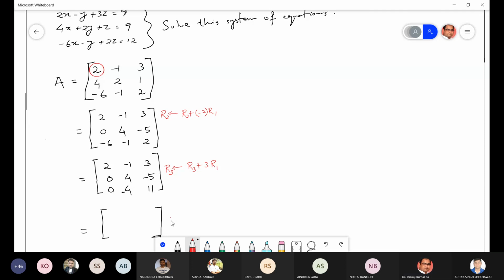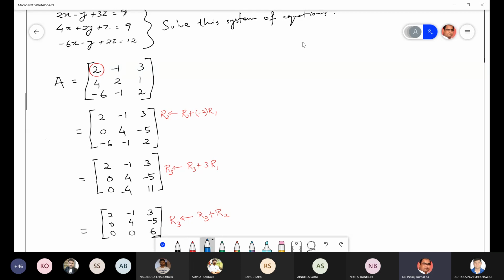So R3 becomes R3 plus R2. That will ensure an upper triangular matrix. So first row doesn't change. Second row also doesn't change. And the third row, first element doesn't change. Second element becomes 0. And the third element becomes 11 minus 5. That is equal to 6. So now we have a matrix where all the lower triangles are 0, and that's the upper triangular matrix.